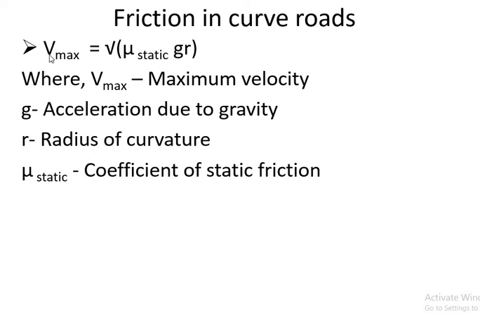If you know the maximum velocity on the curved road, the acceleration due to gravity, and the radius of curvature, you can easily find mu static. Or if mu static is given, and r is also given, we can easily find the maximum velocity so that the vehicle will move on the curved road without any stoppage. From this relation we can find r, mu static, and V max. Since g is already known, among V, mu, and r, if any two are known, we can definitely find the other unknown from these relations. Okay, thank you.